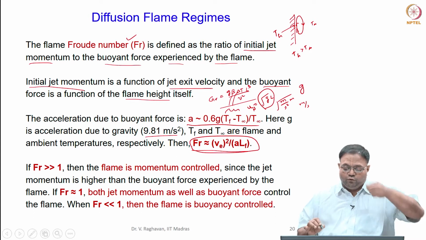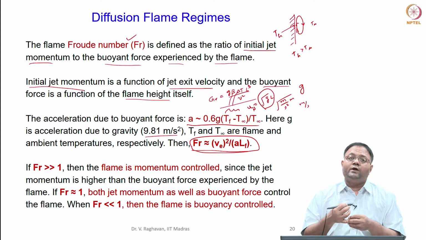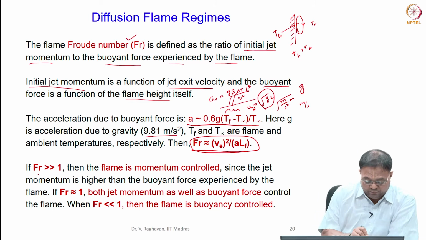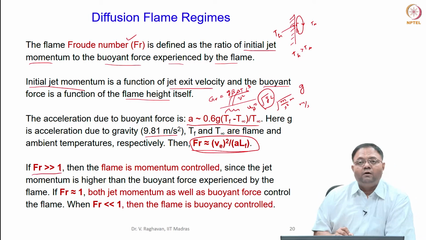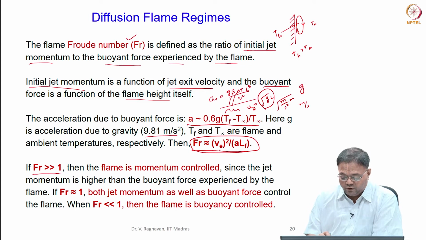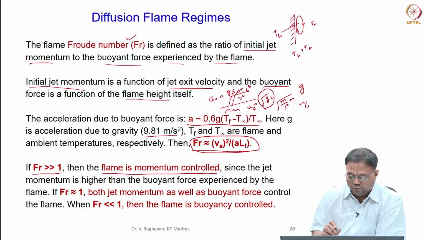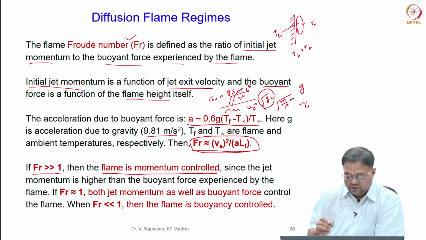This flame Froude number defined like this can be used to determine which is controlling the jet flame. For example, if you take a Froude number much higher than 1, that means either V squared is very high, or the acceleration due to buoyancy force, or the buoyancy force itself, is very low. So the flame is controlled by the momentum of the jet itself.